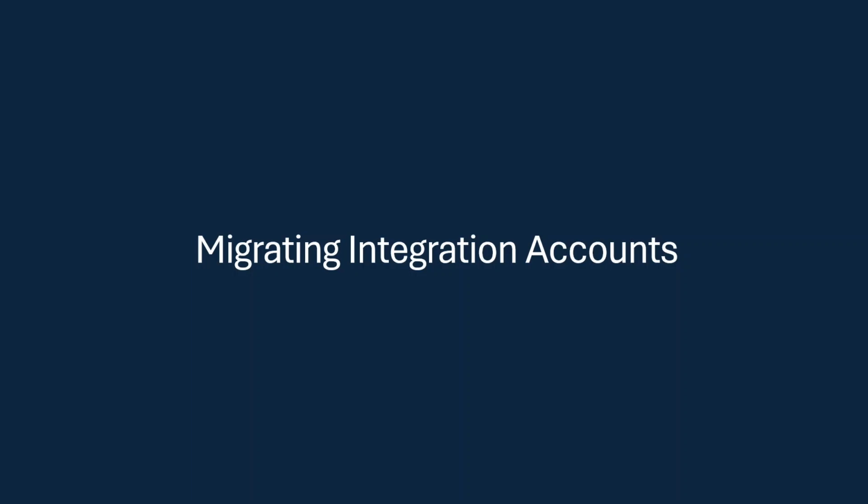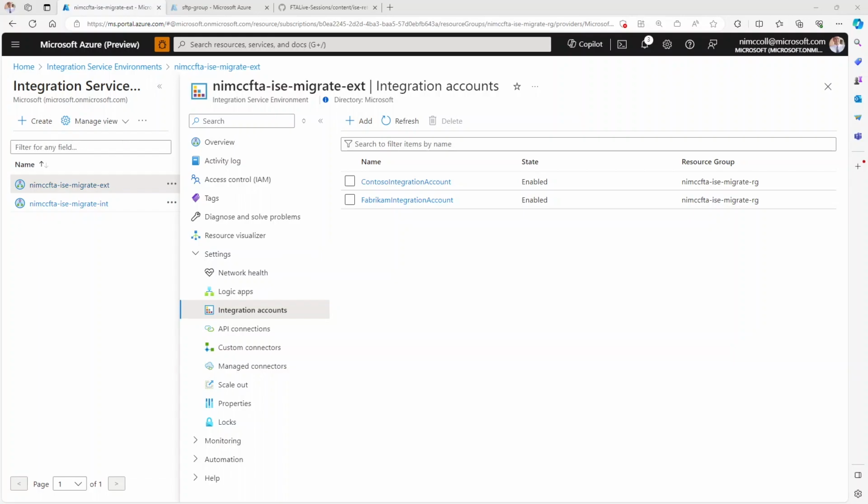There are two approaches you can take to migrating your integration account. The first approach involves exporting and modifying the ARM template of the original integration account, and the second involves upgrading to the new integration account premium SKU. To redeploy your integration account to a standard SKU via an ARM template, follow these steps.